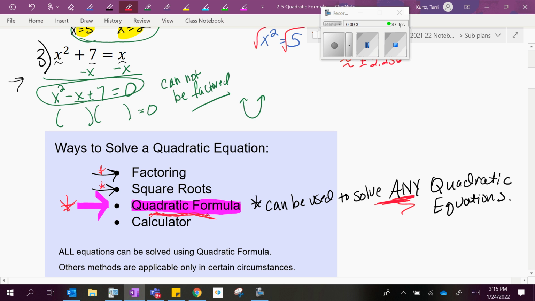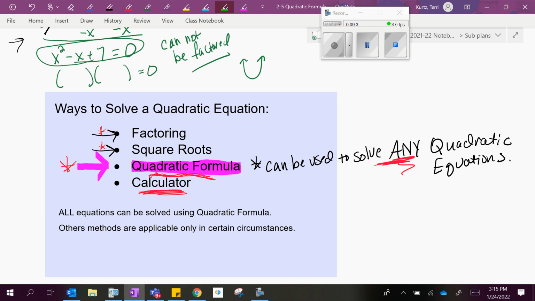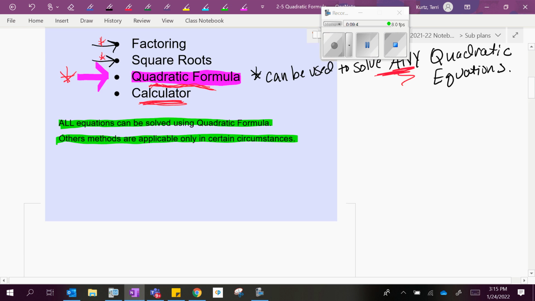And then we will eventually learn how to solve some of them on a calculator. Okay, so again, this is just reiterating that all equations can be solved with the quadratic formula. The other methods are only applicable in certain circumstances. Okay, so let's see what this is all about.